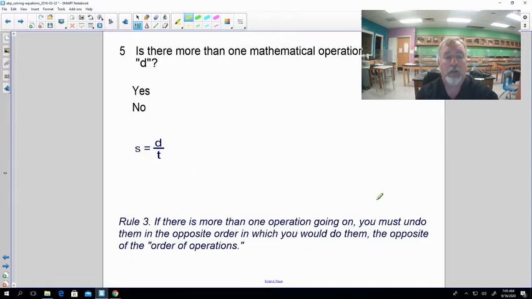And finally, our fifth one here, is there more than one mathematical operation acting on d? Well, in this case, there's only one. We're just doing a division here. We're not adding something, subtracting something, multiplying, or having another factor in here to be divided by. There's only one operation happening to our d here, right? This is getting to rule 3. If there's more than one operation, we have to undo them in opposite order. This one's simple. There's only one operation.